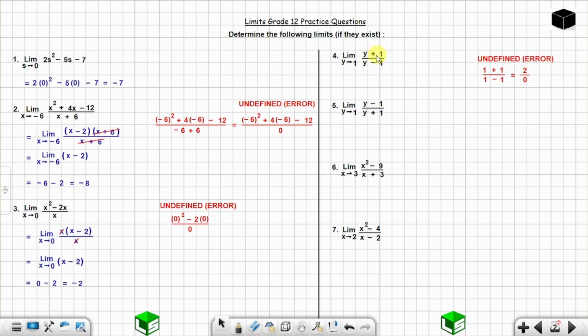So how can you solve this question? You cannot factorize. You cannot take anything outside of the bracket as we did in question 2 and 3. So you are going to say that the limit does not exist. So for question 4, the limit does not exist.